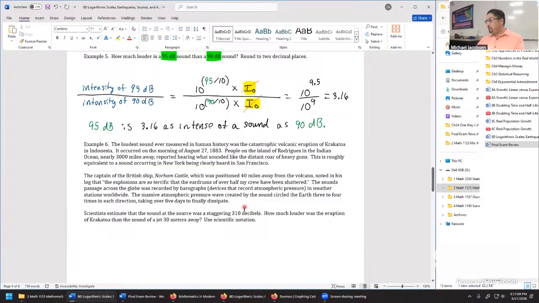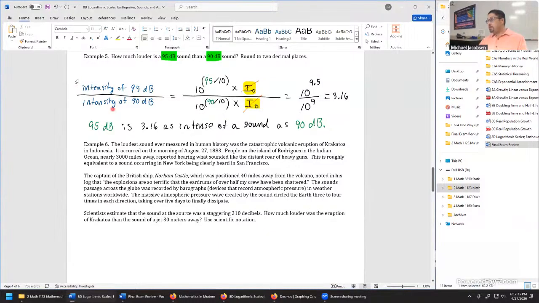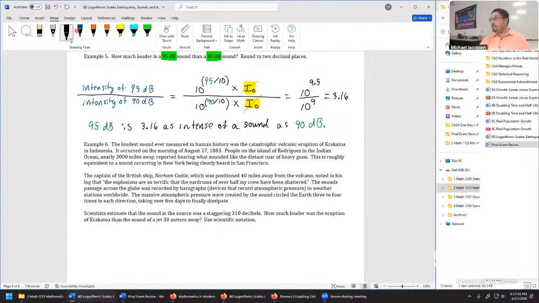So using the decibel scale, we're going to answer the question: how much louder was the eruption of Krakatoa than the sound of a jet 30 meters away? For an exam problem like this one, I would have to cite the table: a jet 30 meters away is 10 to the power 14 times as loud as the softest audible sound. So that information would have to be included. But now we're essentially doing a problem like example 5 in a slightly different style. We want to find the intensities of the two events independently. Any questions before we begin?